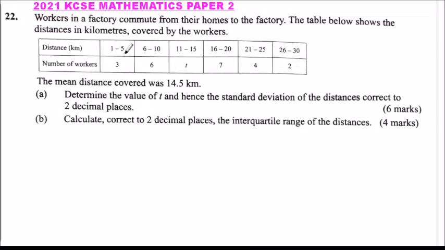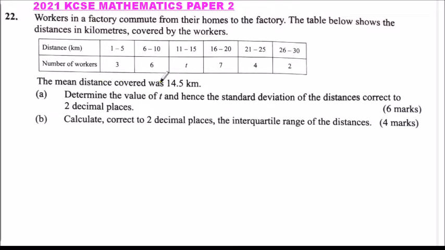From 1 to 5, there were 3 workers. 6 to 10, there were 6. 11 to 15, there were 2. 16 to 20, there were 7. 21 to 25, there were 4. 26 to 30 kilometers, there were 2.